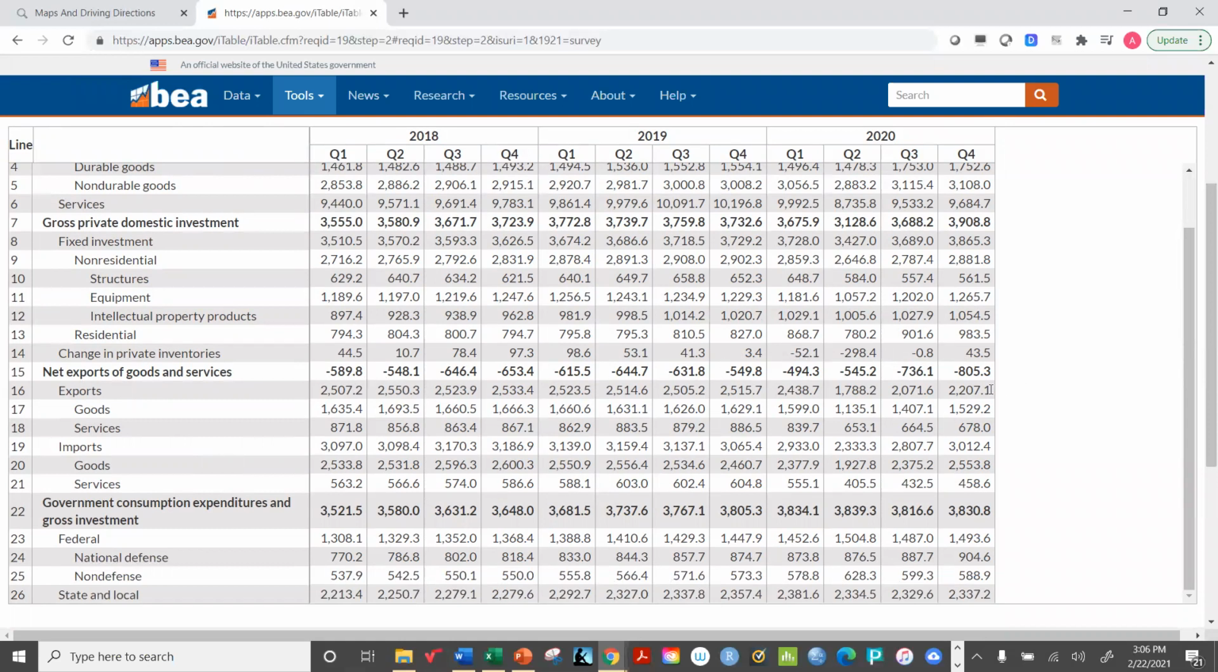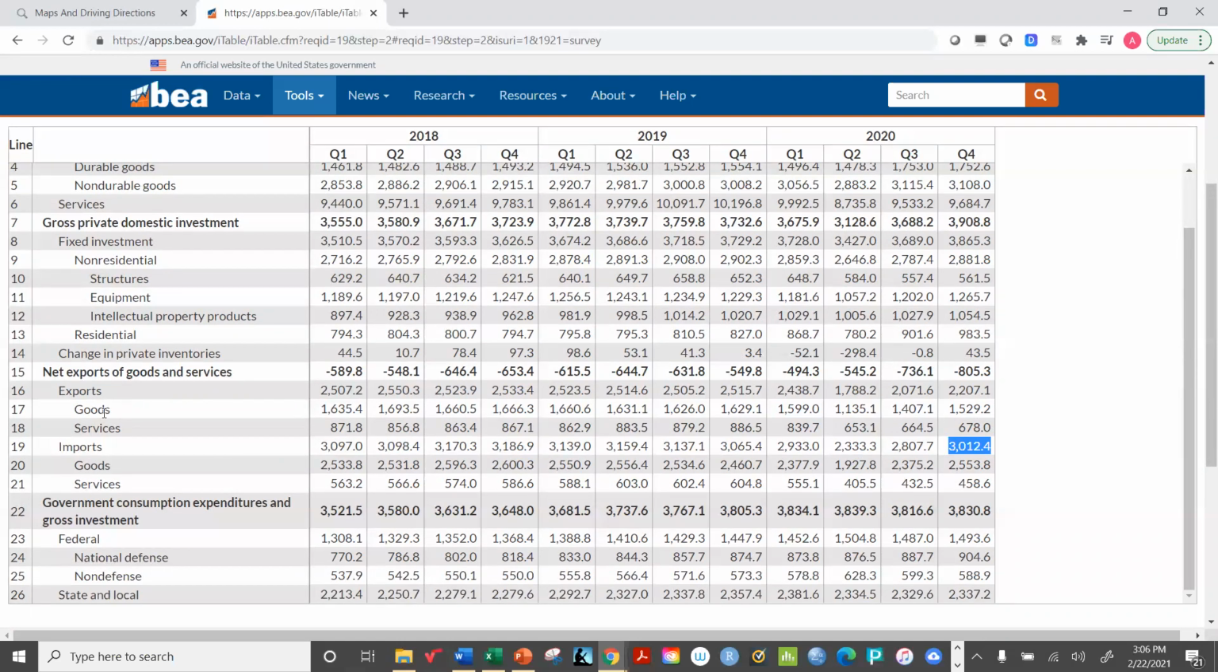Now, you can see what's causing this. Our exports were about $2.2 trillion last year. We sold $2.2 trillion to foreigners, but we bought $3 trillion from them. That's what's causing this. All right.